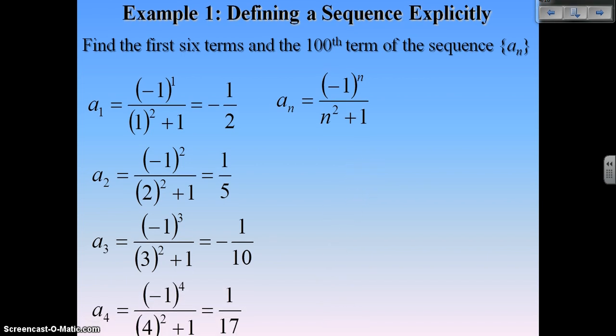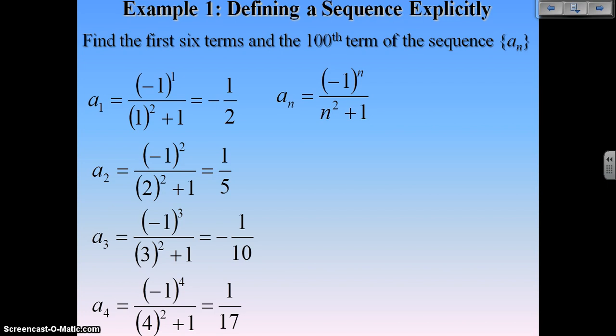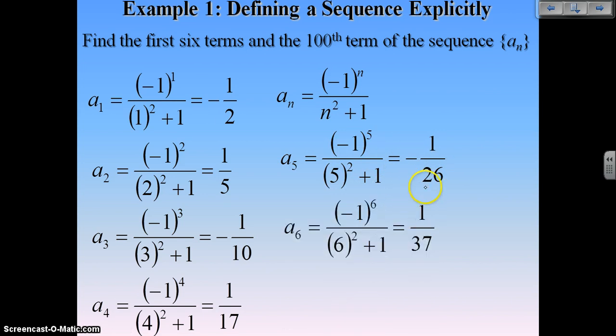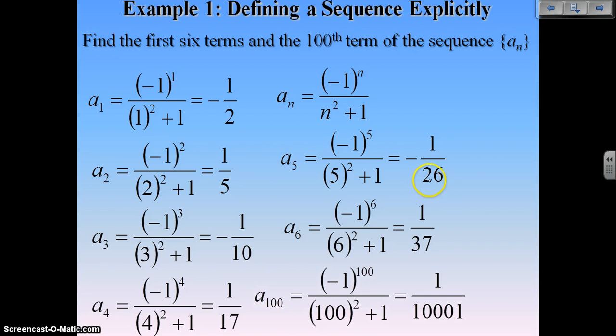If I can move the screen down just a little bit. Then we're going to plug in the fifth term, plug in 5 for the fifth term, negative 1/26, and the sixth term, 1/37, and then we plug in the 100th term, and we have this number. Not difficult at all. It's just a matter of plugging in the numbers and simplifying. Much easier to deal with things explicitly than it is to do so recursively.